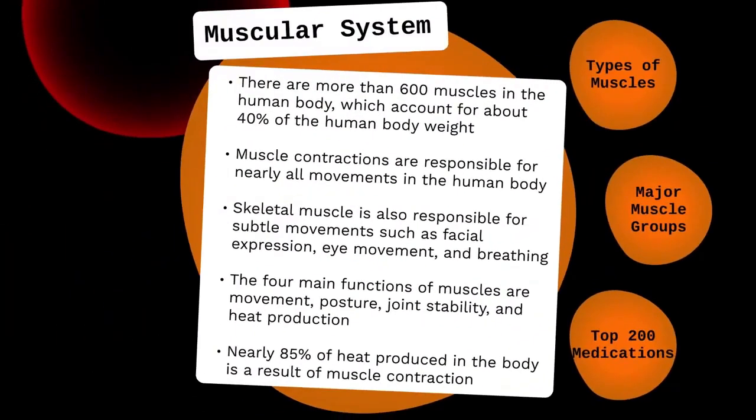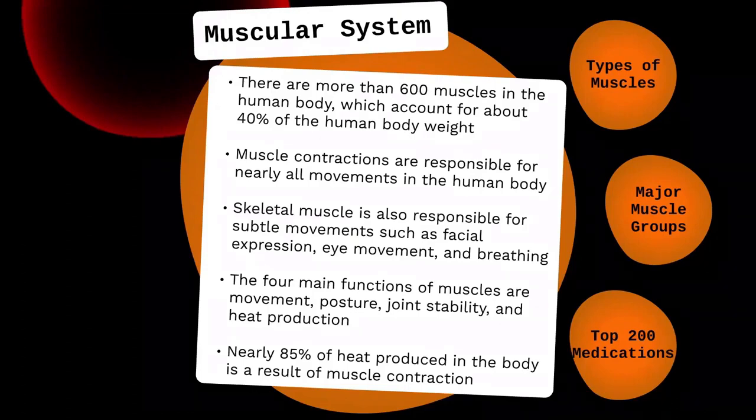Now we're going to cover the muscular system. There are more than 600 muscles in the human body, which account for about 40% of our human body weight. Muscle contractions are responsible for nearly all of the movements in the human body. Skeletal muscle is also responsible for subtle movements such as facial expression, eye movement, and breathing.